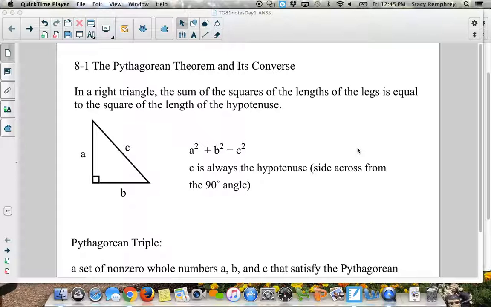The Pythagorean theorem you've learned about before. I know you did in Algebra 1. It only works in a right triangle, so you have to be really careful. It's not just any triangle. You need to make sure it has a right angle.